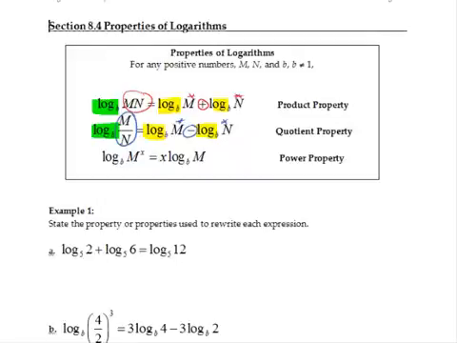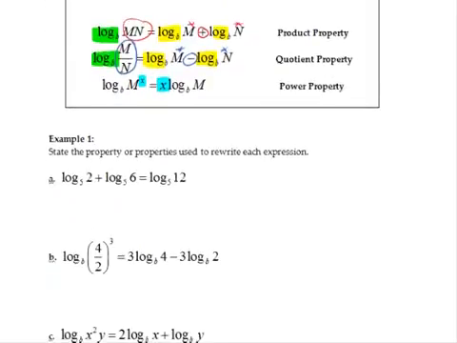The other one that we have is that if you have a coefficient in front of your log, so something times the log of base b of m, it can be written as an exponent on the m. It can move back and forth. So first thing we're going to do is practice identifying these properties.